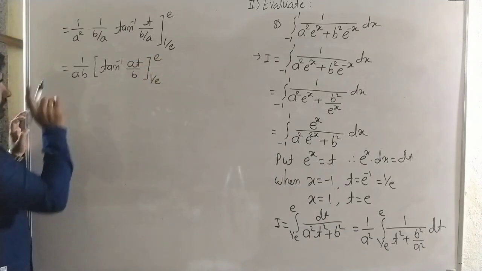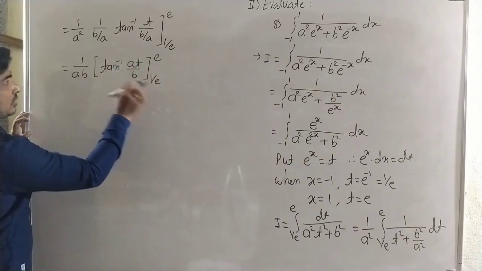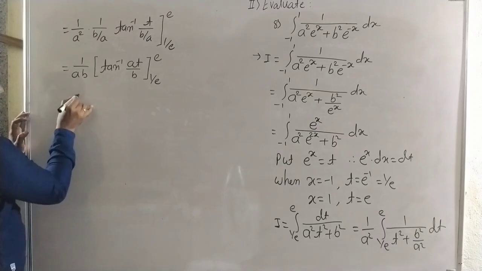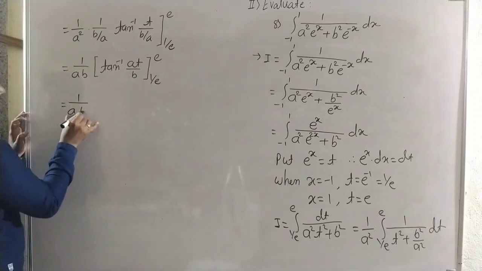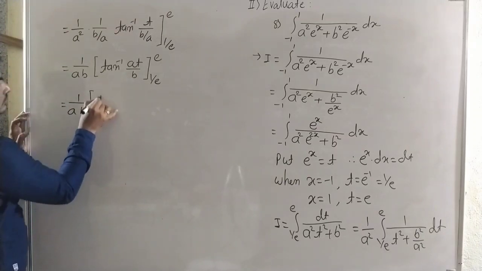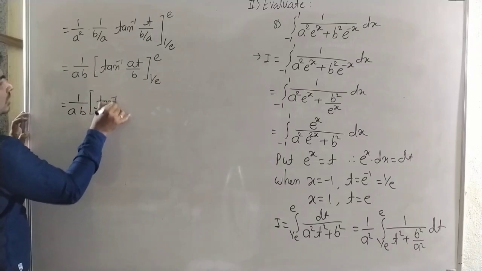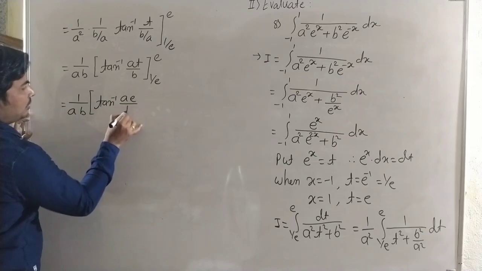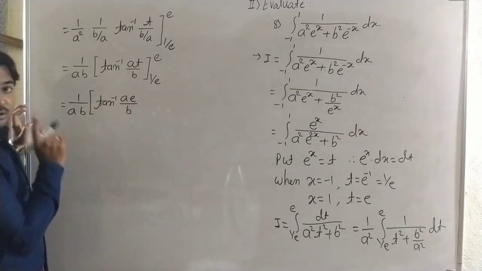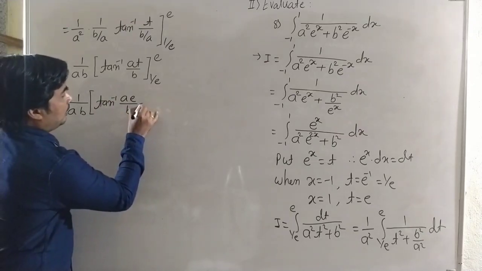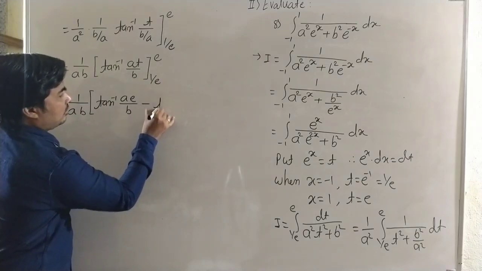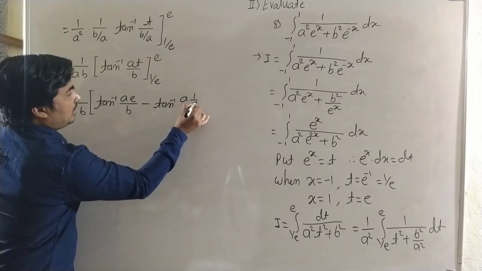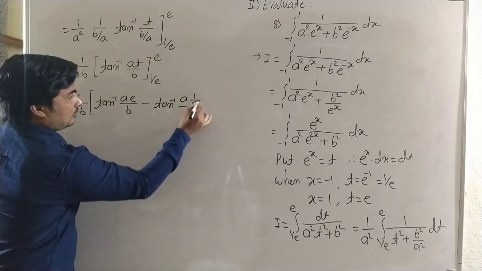See carefully this calculation. Now upper limit minus lower limit: t replaced by e, and t replaced by 1 by e. Here 1 by a into b as it is, tan inverse of ae upon b, minus tan inverse of a into 1 by e upon b.